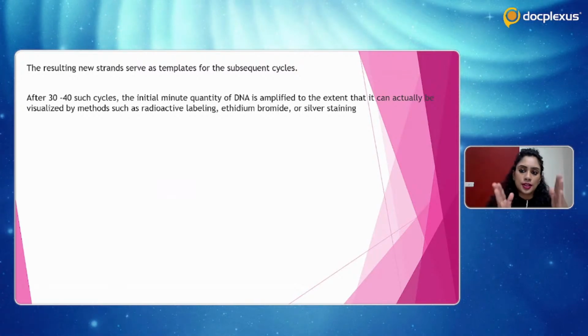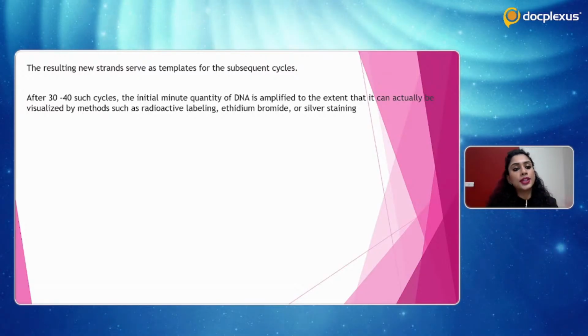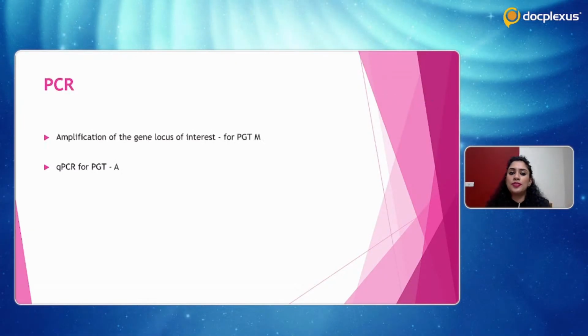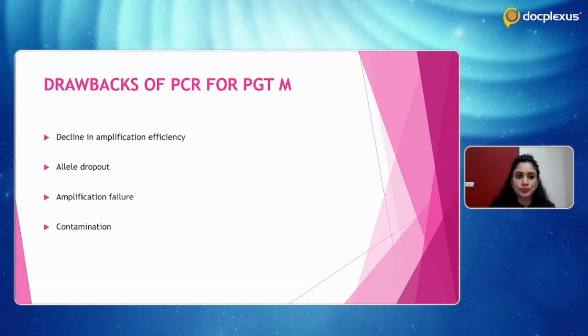Now you conduct another cycle. You have the denaturation, annealing, and extension again. After 30 to 40 such cycles, the initial minute quantity of DNA is amplified to the extent that it can actually be visualized by methods such as radioactive labeling, ethidium bromide, or silver staining. There is amplification of the gene locus of interest for PGT-M because it is a monogenic disorder. You know the gene, this is the gene of interest, and you're trying to amplify it. Or there is a qPCR for PGT-A, which we will discuss.